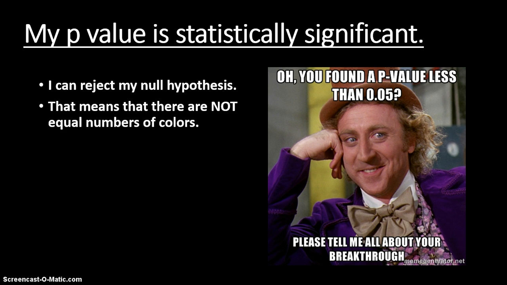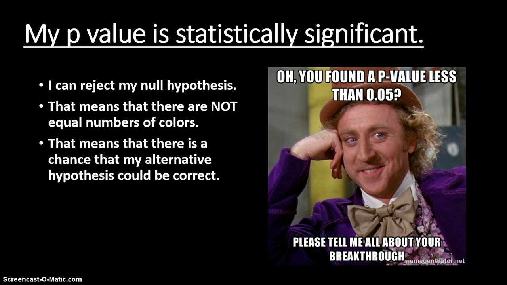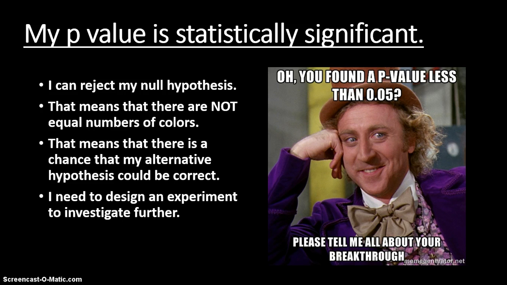That means that there are not equal numbers of colors. That means that there's a chance that my alternative hypothesis could be correct and that I need to do some more research on that. But it tells me that there is some kind of relationship. It's just up to me to figure out what it is. So I would need to design an experiment to investigate further.